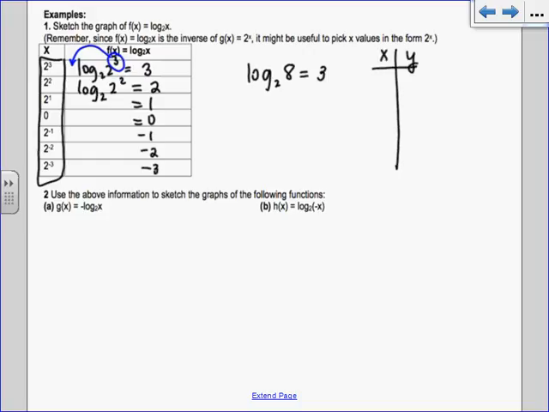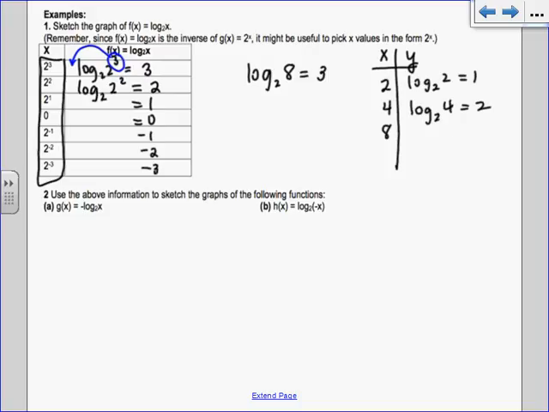So if I was doing a t-table, I'd probably start with 2, and then 4, and then 8, and I would think about it. So I'd be like, oh, I have log base 2 of 2. 2 to what power gives me 2? It would be 1. Oh, I have log base 2 of 4. 2 to what power gives me 4? It would be 2. So that's how we're ending up with those exponents. That's what we're doing. Okay?